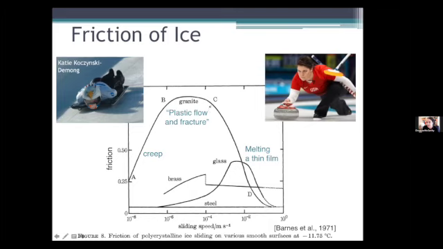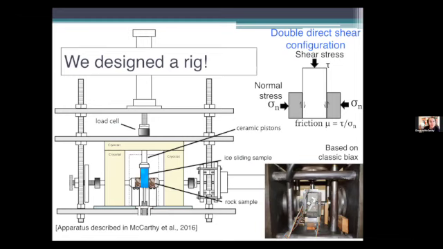But it was in this in-between range of velocities. These are the ranges that glaciers and ice streams move at. And so we wanted to dive in a little deeper to this area of the frictional behavior of ice. And so we designed a rig. We designed this rig based on the classic biaxial apparatus that has been used for many years to study frictional properties in rock.